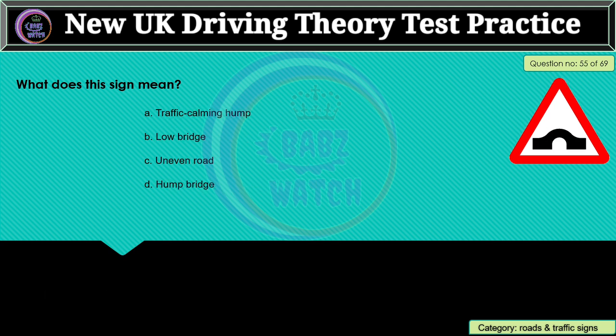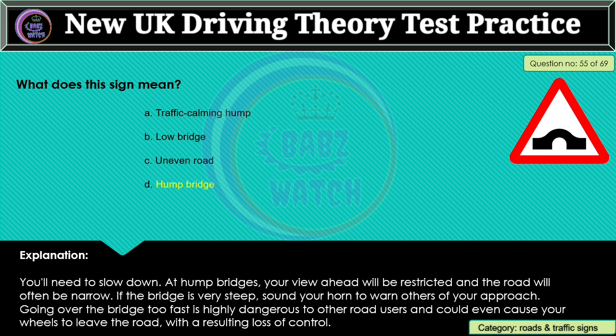Question 55 of 69. What does this sign mean? A. Traffic calming hump. B. Low bridge. C. Uneven road. D. Hump bridge. The correct answer is D. Hump bridge. Explanation: you'll need to slow down.